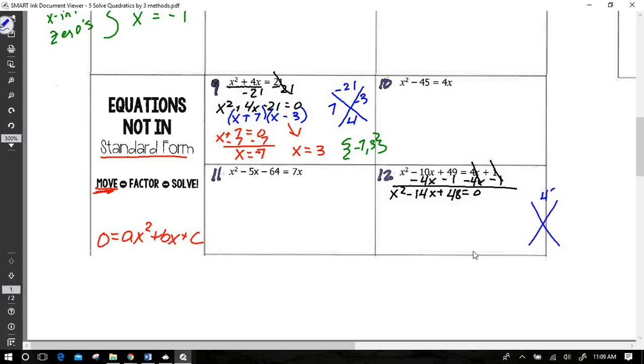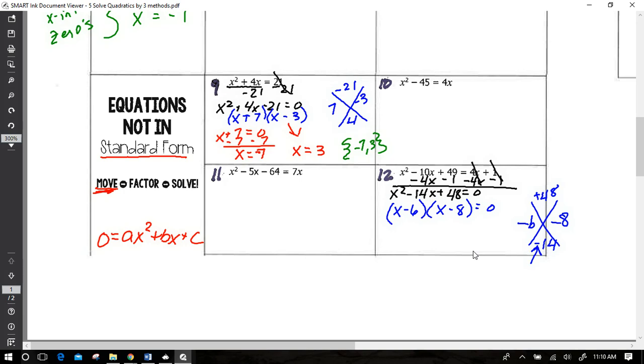So 48 goes in the top, negative 14 goes into the bottom. I know that 6 times 8 is 48. If I add them together, I can get a 14. 6 plus 8 is 14. But I have this negative here, so I need those both to be negative. Negative 6 and negative 8 gives me negative 14. And then if I multiply negative 6 times negative 8, I do get to that positive 48. So good, I got my factors. x minus 6, x minus 8, and that equals 0.